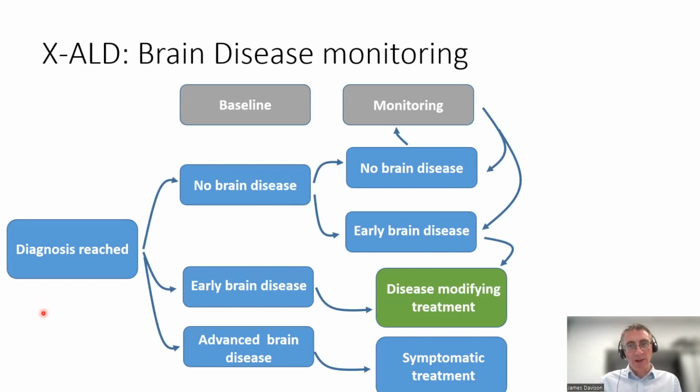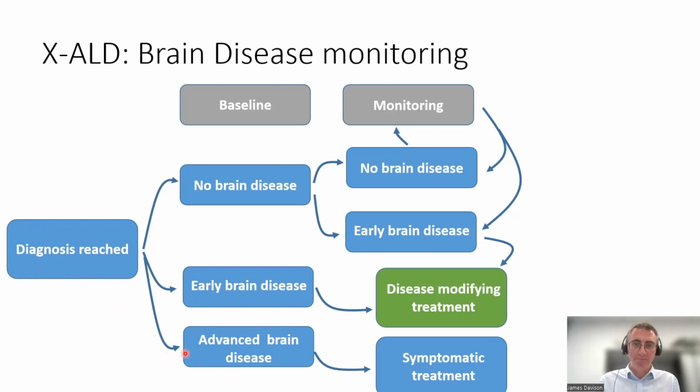Now, clearly, again, going back to our roots into diagnosis, when the diagnosis is made of ALD, there'll be an initial baseline assessment of whether there is any brain disease. Now, for some boys, they may have presented because of the brain disease, and that was the first thing that's brought them to medical attention. And a first brain scan may already show advanced brain disease, where it's already very far progressed.